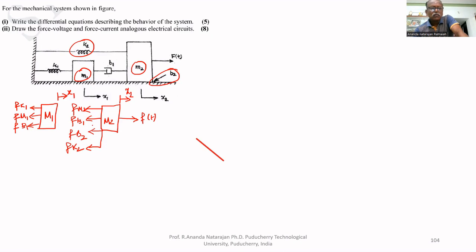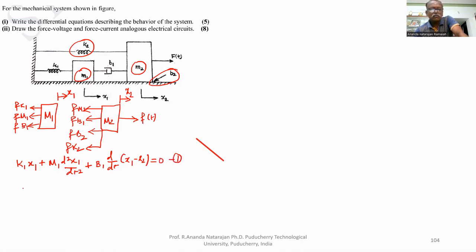Therefore, for the first equation, Fk1 is K1, the spring constant, multiplied by the displacement. Because of M1, the reaction force is M1 d square X1 by dt square, plus because of B1, the force is B1 d by dt of (X1 minus X2), because B1 is between M1 and M2, equal to 0. This is the first differential equation.